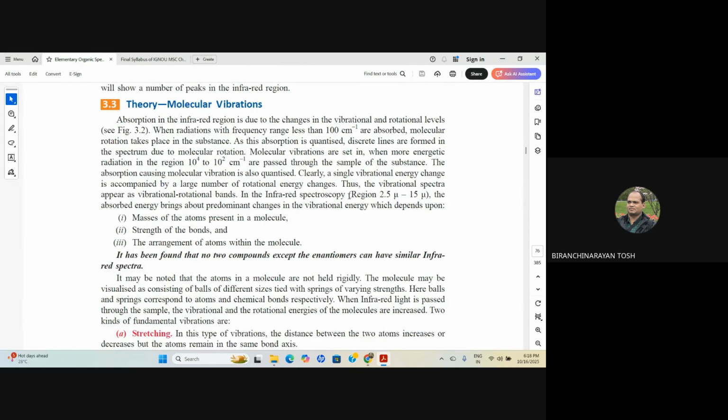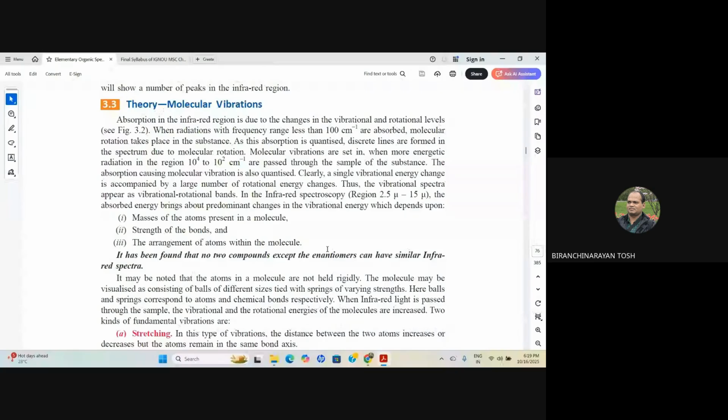So this vibrational energy depends upon the mass of the atoms present in a molecule, the strength of the bond, and the arrangement of atoms within the molecule, like cis, trans, or enantiomers. It has been found that no two compounds except enantiomers can have similar infrared spectra. Different compounds will have different infrared spectra. No two compounds will have the same spectra except enantiomers. Enantiomers mean the optically active compounds, D and L isomers.